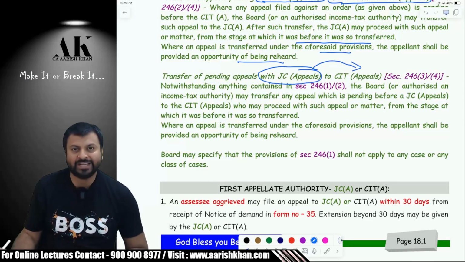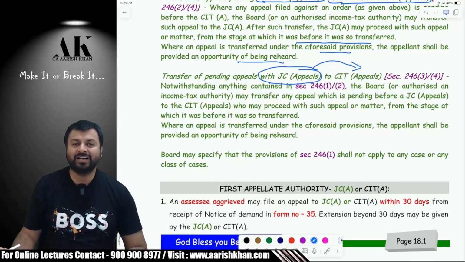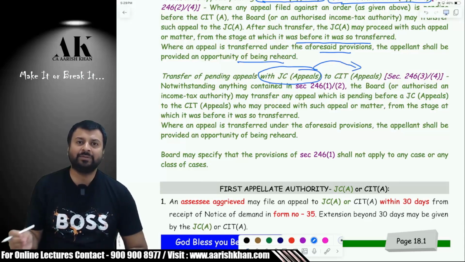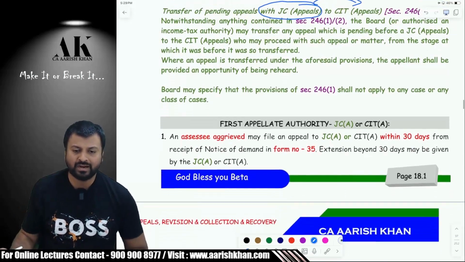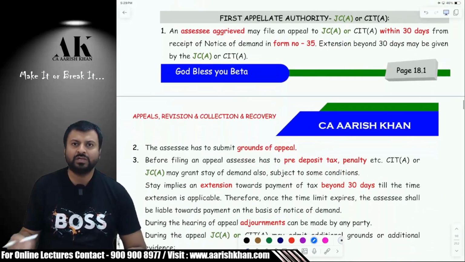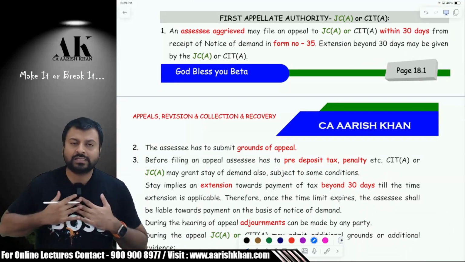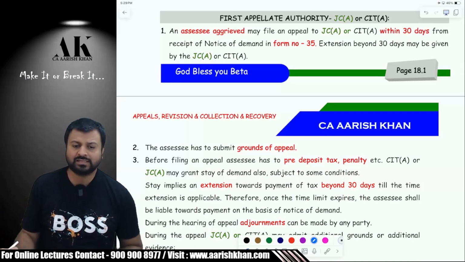Later on, if the department feels that there is too much pressure on the Joint Commissioner, they can transfer the case back to CIT appeal also, and the CIT appeal will continue the matter from where the Joint Commissioner appeal has left the matter, and will also give an opportunity of being heard. Okay, I hope it is clear to all of you. So now let's talk about the Joint Commissioner appeal and CIT appeal. What is the assessee supposed to do? What is the procedure that the assessee is supposed to follow?